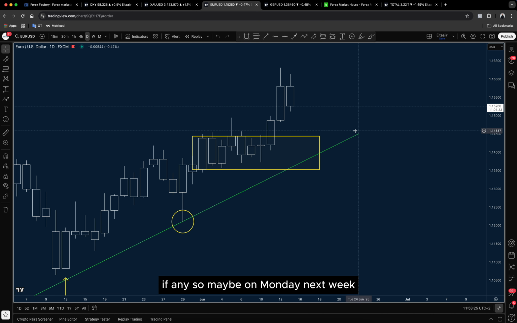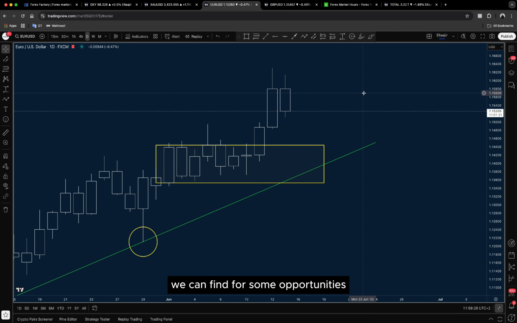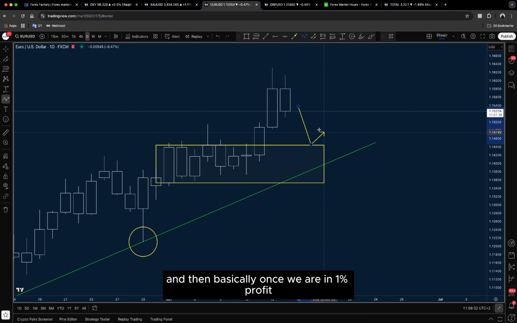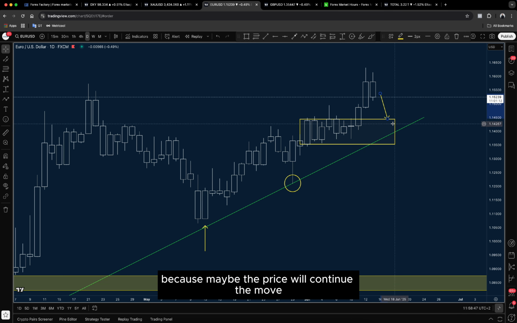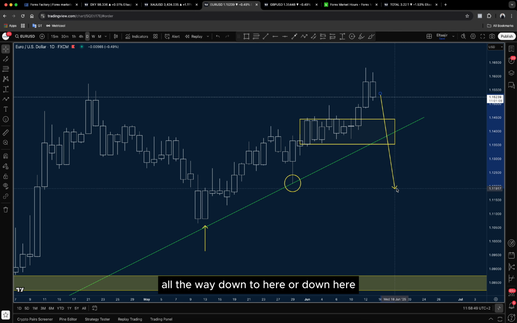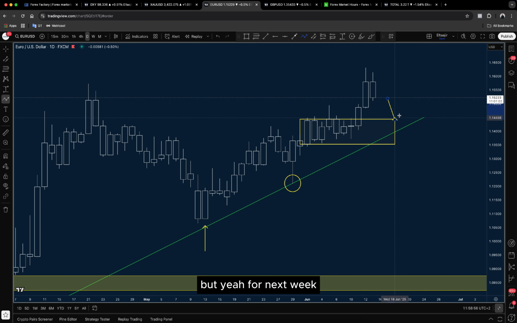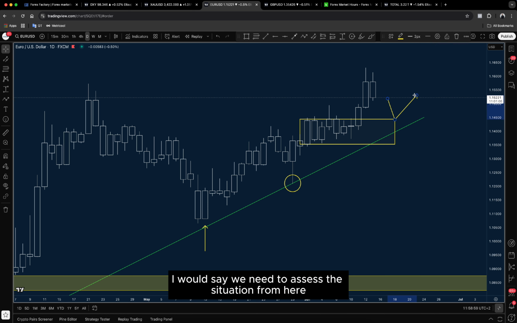So maybe on Monday next week, we can look for some opportunities to sell for a short time. And then basically once we are in 1% profit, we can move our stop loss to break even. And then later from here, we can assess the situation if we start to hedge the market and buy, or we can hold because maybe the price will continue the move all the way down to here or down here. So this is a very important thing. But yeah, for next week, I would say we need to assess the situation from here.